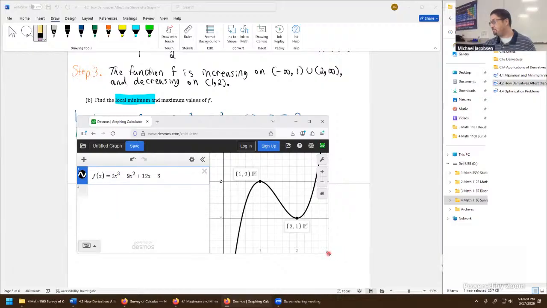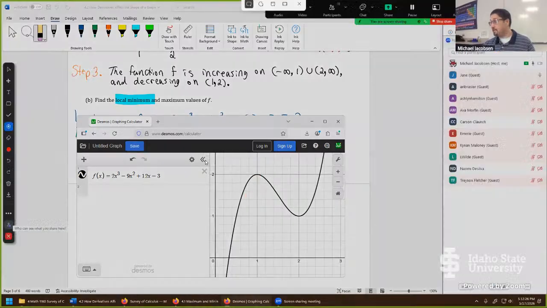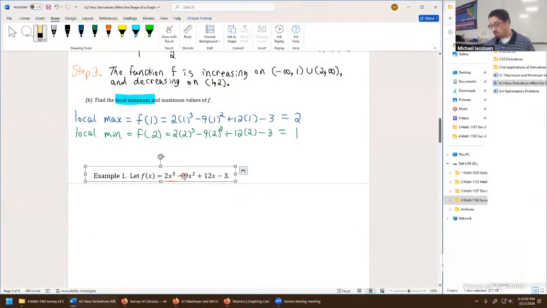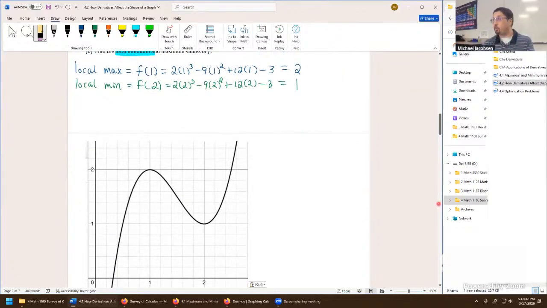But let's throw this screenshot onto paper as well, just for the sake of finalizing this problem. We never needed the graph, but if we're thinking in terms of what we did in the last section, 4.1, we would have said that this value is the local max, and that this value here, we go to the y coordinate, the 1, is the local min.